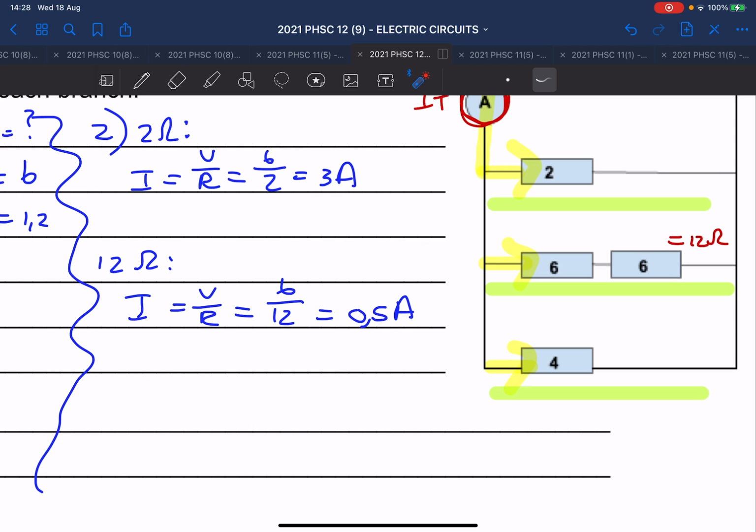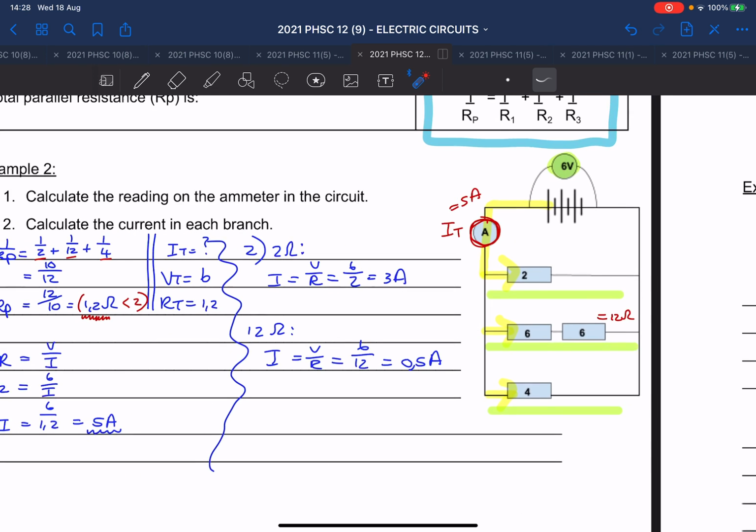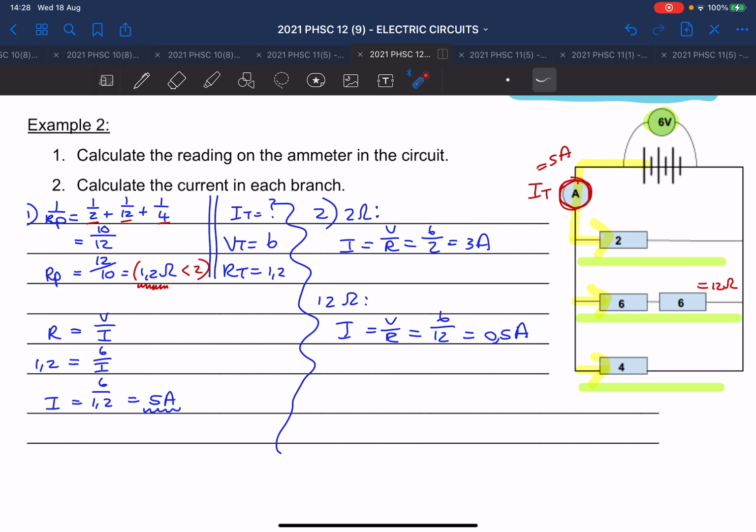Okay, right. Now, without any big calculation, how can I just give a value for the current through the 4 ohm resistor? Yes, you're going to say the current through the 4 ohm resistor will be 5 minus, so the total current is 5. There we have 3, there we have 0.5. So it's going to be 5 minus 3 minus 0.5, and it gives you 1.5 amperes.